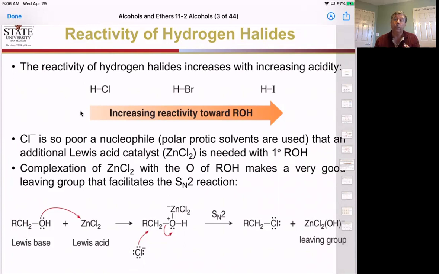And the reason this works is that instead of just protonating the alcohol, we actually have the zinc complex to the oxygen in the alcohol to generate an even better leaving group than before. So the poor nucleophile of chloride in a protonated solvent, because we have an acid, will be able to displace that, giving us a zinc hydroxide chloride. There's only one chlorine here, actually. And again, because it's a primary alcohol, we're going through an SN2 mechanism.